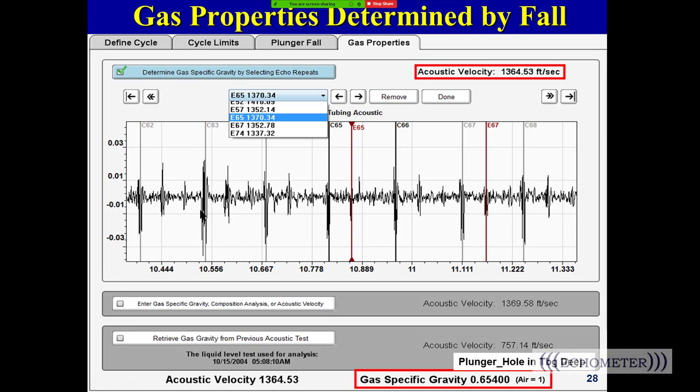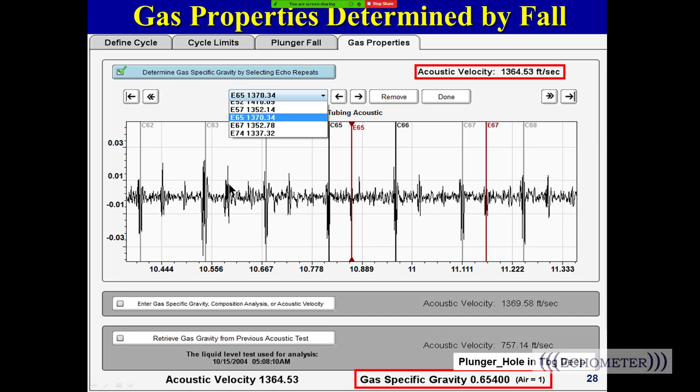It doesn't disappear at the microphone. It bounces off the surface and travels back down, hits the top of the plunger, and this is a repeat echo of the plunger going down the well. And this is a repeat again. So this is a round trip travel time to the depth of the plunger at collar 63.